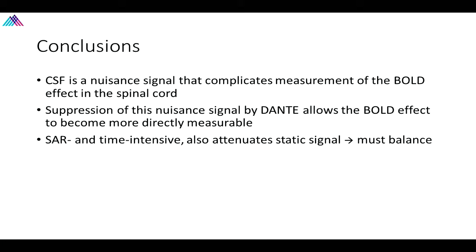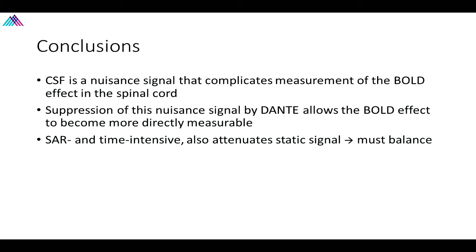So to sum this up, the CSF contributes a confounding signal that complicates measurement of bold signal in the spinal cord. If we suppress this nuisance signal, this bold effect becomes more directly measurable. But because this preparation takes scan time, it deposits RF energy and results in some static tissue suppression, because nothing, of course, comes for free. These parameters need to be tuned very carefully to achieve the proper balance.